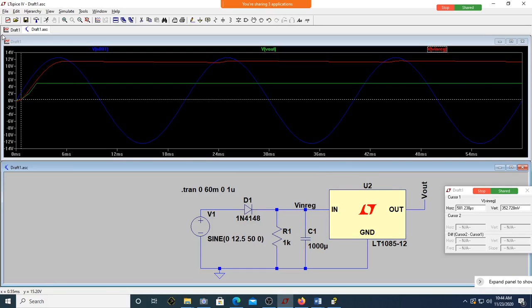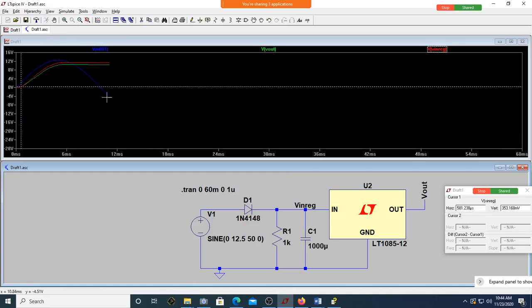Can somebody say what will happen if I run this? Will I get 12 volt constant? No, sir. Why? Sir, it's 12.5 volts we are applying, so it obviously needs some more voltage. It is 12.5 minus the drop. So it's around 12 volt that you are applying. Since you want to get 12 volt, you will not get it. You will not get a regulated voltage.